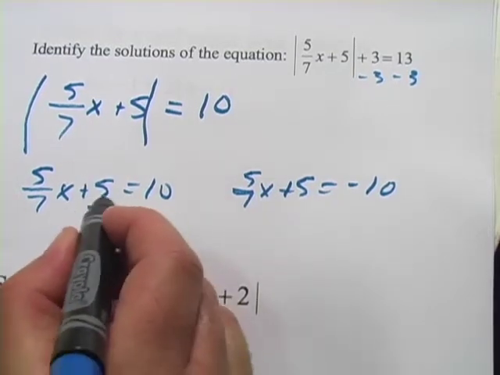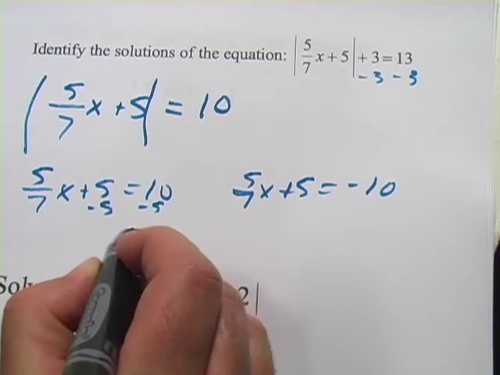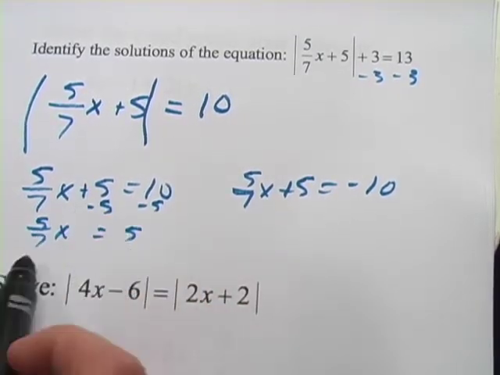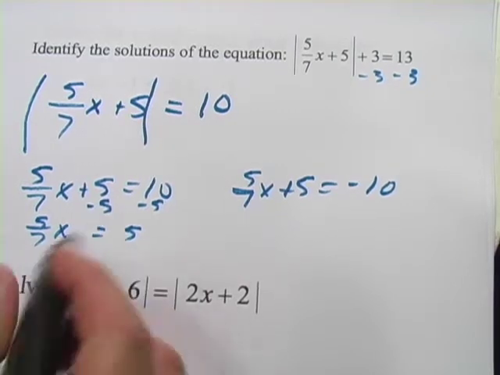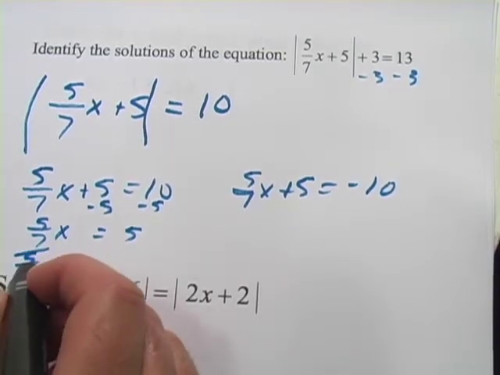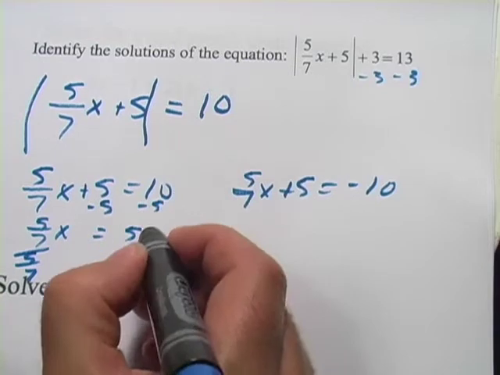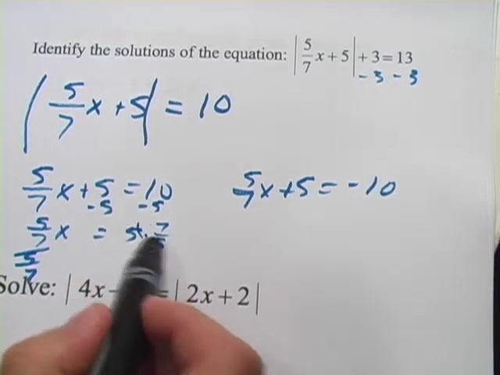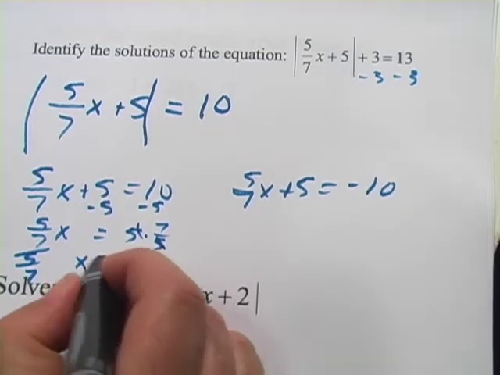So I would subtract 5 from both sides. I would get 5 equals 5/7 x. And then I want to divide both sides by 5/7, which is the same thing as multiplying by 7/5. And 5s are going to cancel, and I get x equals 7 over here.